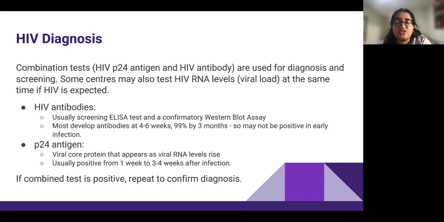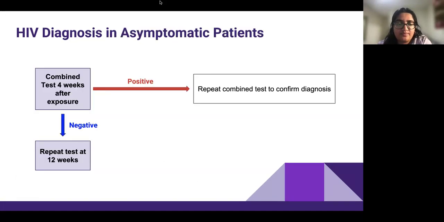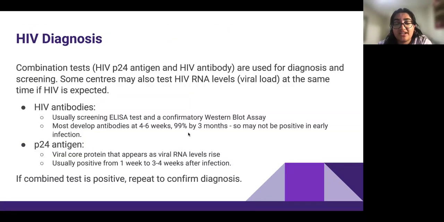So it's really important to help make sure that you've got it right. So yeah, if a test comes back positive, combined test 4 weeks after exposure, you would want to repeat to confirm. If it comes back negative, you'd want to repeat the test at 12 weeks. And the reason for that is because, like I said here, the 99% by 3 months. So you're waiting for that 3-month mark to make sure that you haven't missed anything.